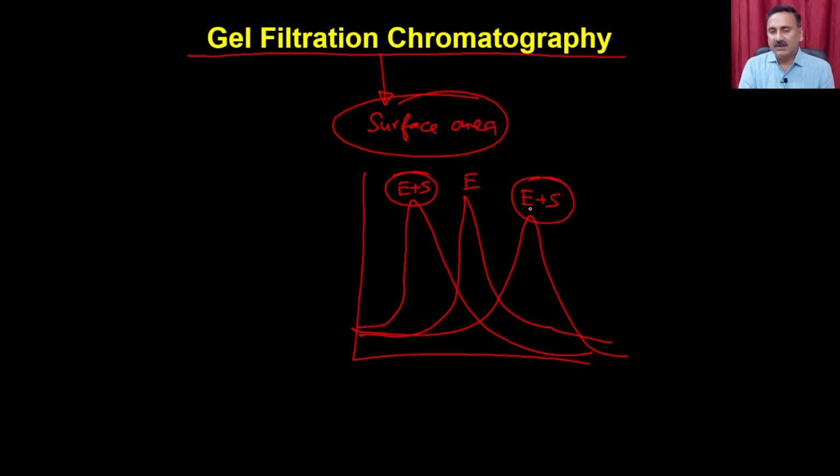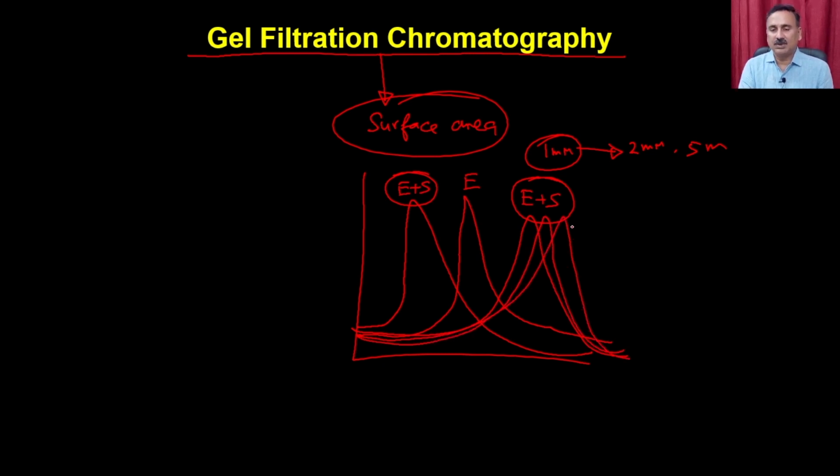Suppose you have taken the substrate at 1 millimolar. What you can do is increase the substrate concentration from 1 millimolar to 2 millimolar, then 5 millimolar, and so on. When you do that, the peak is going to keep shifting in this direction. Ultimately it is going to saturate at one point, and that gives you a clear idea that this shifting is because of the enzyme-substrate interactions.